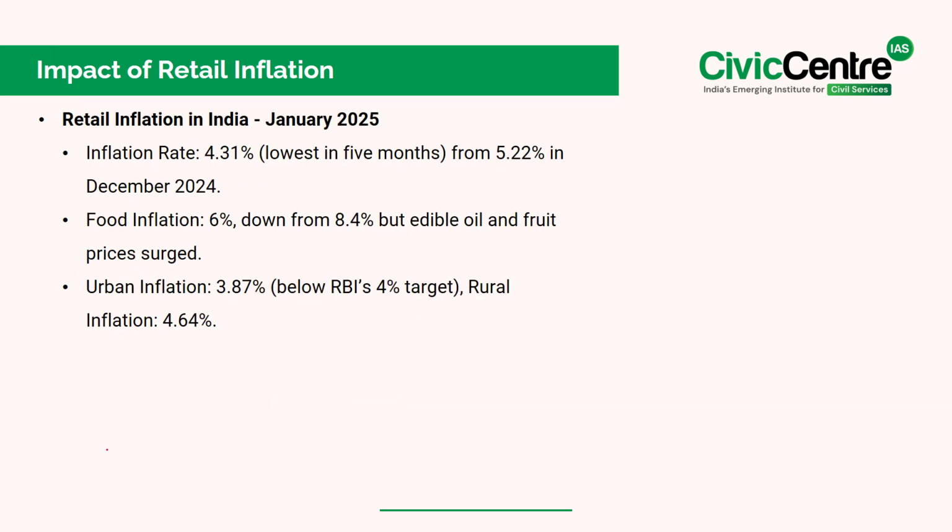Now, looking specifically at India's inflation trends for January 2025, the overall inflation rate dropped to 4.31%, marking its lowest level in 5 months. With respect to food inflation, it declined to 6%, improving from 8.4% in December 2024. Despite this overall improvement, however, prices of edible oils and fruits sharply surged, reflecting sector-specific challenges.